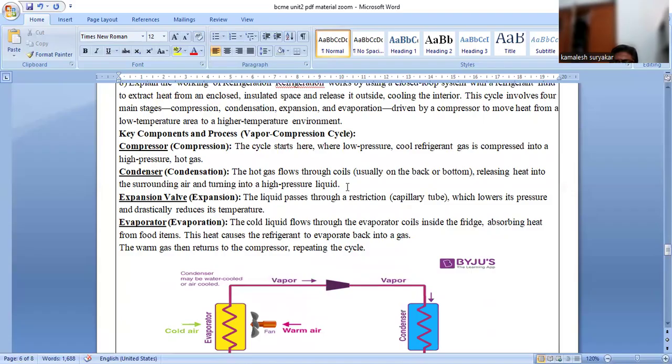turning it into a high pressure liquid. Here the compression is where the cycle starts, low pressure only. So the cycle starts at low pressure. Cool refrigerant gas is compressed into high pressure gas.